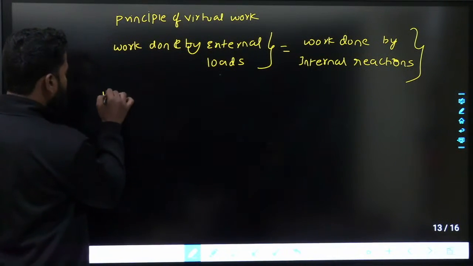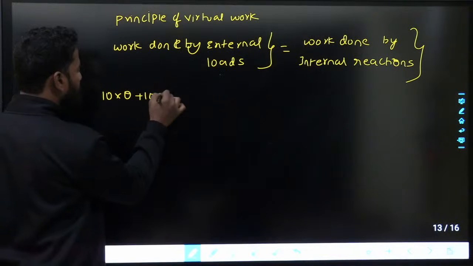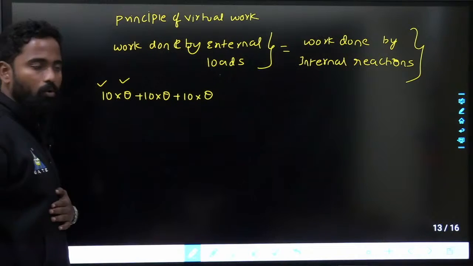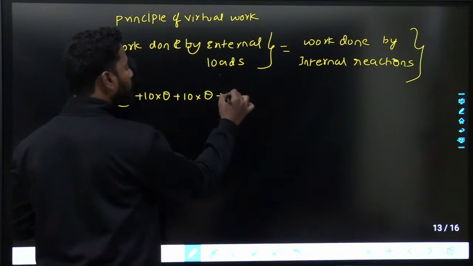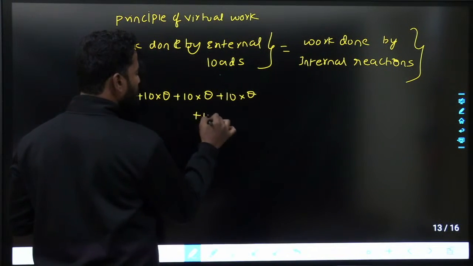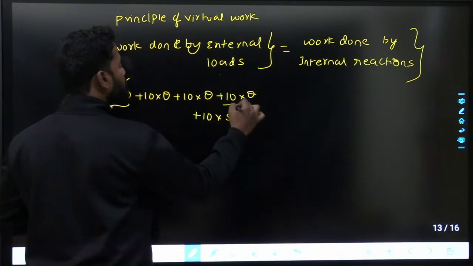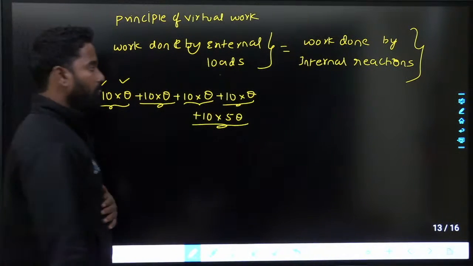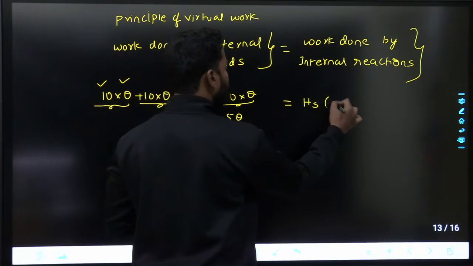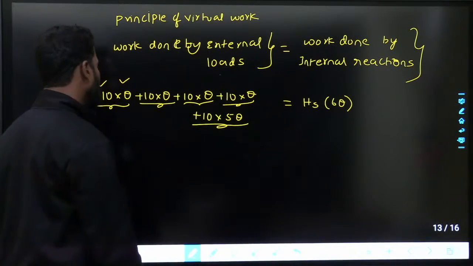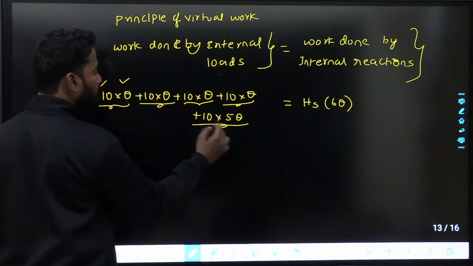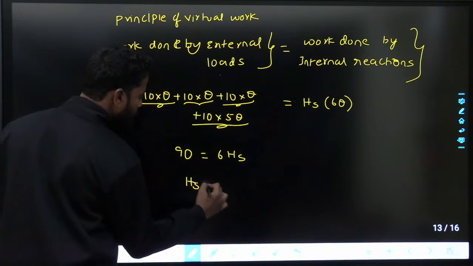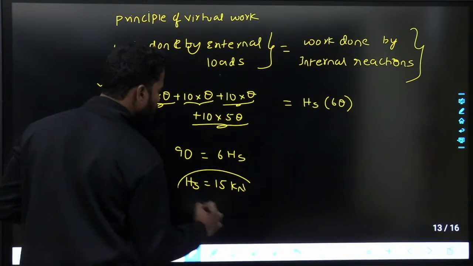Work done by external loads: 10 times theta plus 10 times theta plus 10 times theta, load multiplied with displacement in the direction of the load, plus 10 times theta plus 10 times 5 theta. This is because of horizontal loads and this is because of vertical loads. That equals the reaction work, Hs multiplied with 6 theta. From this, what would be Hs? You get 10 plus 10 plus 10 plus 10, 40 plus 50, 90. 90 equals 6 times Hs. Hs equals 90 upon 6, that is 15 kilonewtons.